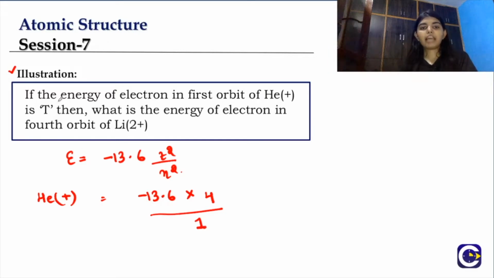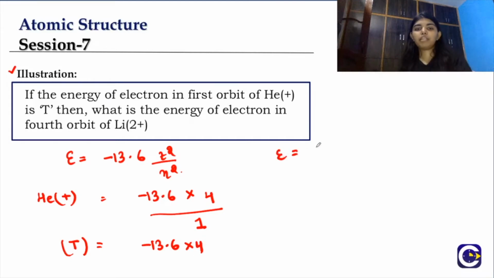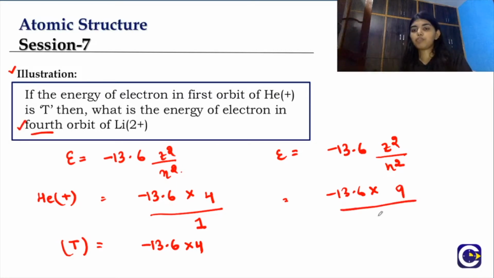So it is saying that the energy is T. So T becomes equal to minus 13.6 into 4. Now coming on to the energy for lithium 2 plus, we can write it as minus 13.6 Z square divided by N square. So this becomes minus 13.6, Z for lithium is 3, that is 9, and N for the fourth orbit is 4, so 4 square will become 16.